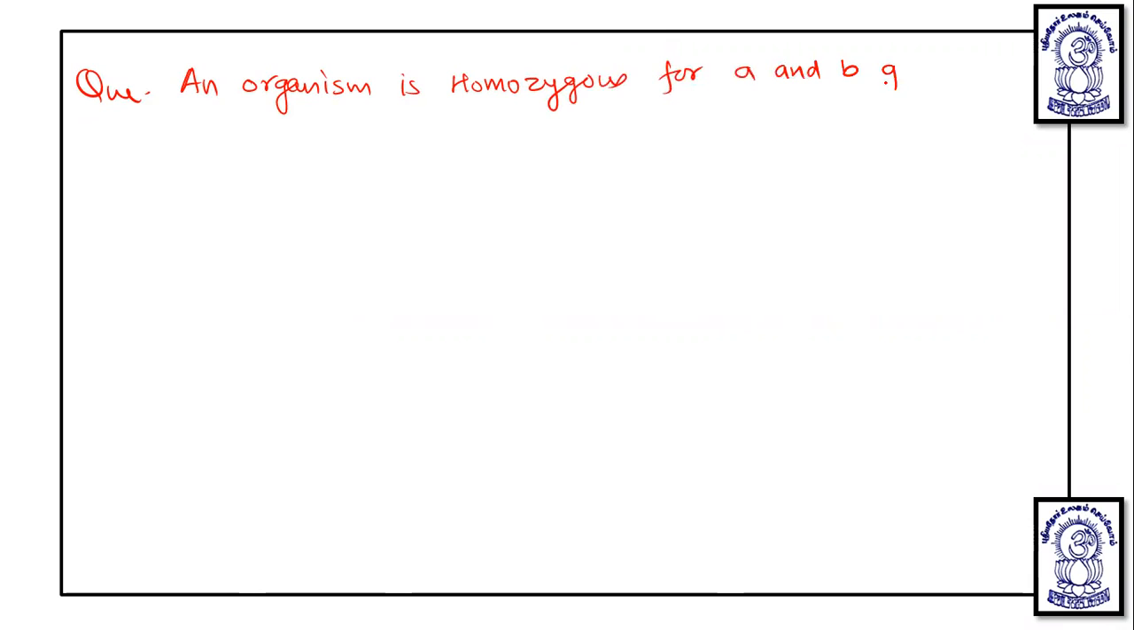Let's discuss one more question. And the question is, an organism is homozygous for A and B genes. Now it is crossed with pure wild type.